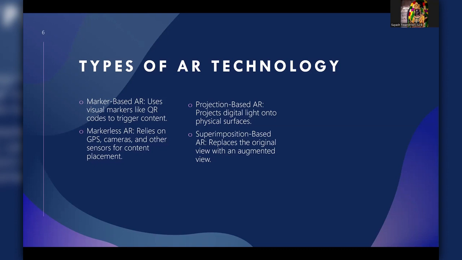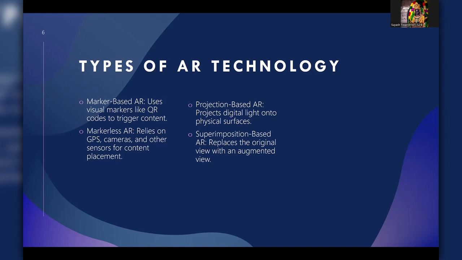Second one is projection-based AR. Projection-based AR is like, we might have heard about projectors and we have seen them also. By the help of projectors, augmented reality is being used to project onto physical surfaces. This particular thing is being used in special events where a large picture or event is being shown to a large crowd as well.